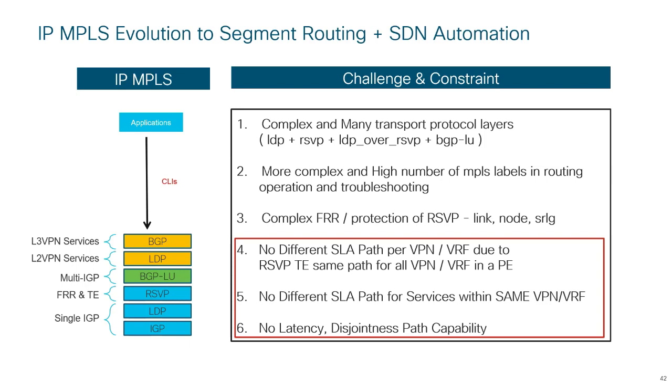Please check the video about Cisco segment routing automated steering that already explained and addressed constraint number 4 and number 5, where RSVP has the limitation in providing a different SLA path per VPN or per VRF in one PE, while with Cisco segment routing automated steering, we can differentiate services for different paths.